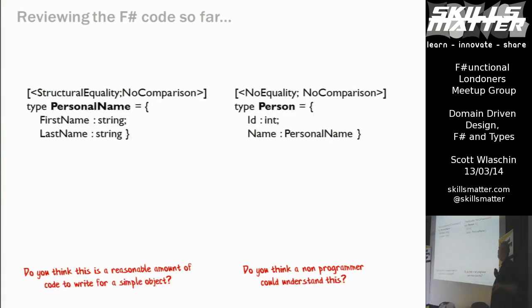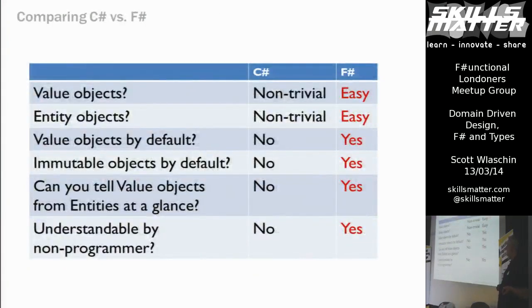So just to summarize C# versus F#. Value objects are non-trivial in C#, they're trivial in F#. Entity objects are non-trivial in C#, trivial in F#. Value objects by default is true in F#, and if you're doing domain-driven design, you should be using value objects by default, unless there's some reason to have an entity. People way overuse entities in domain-driven design.